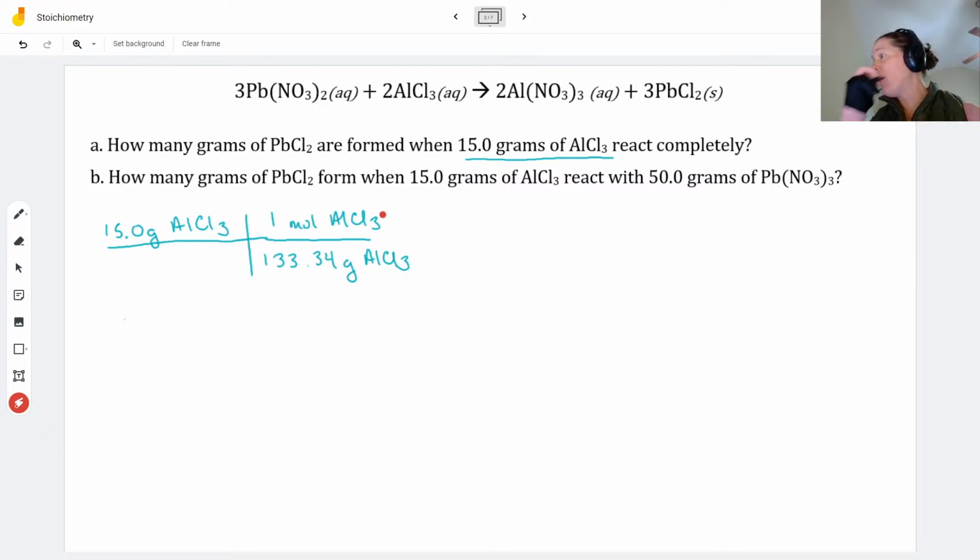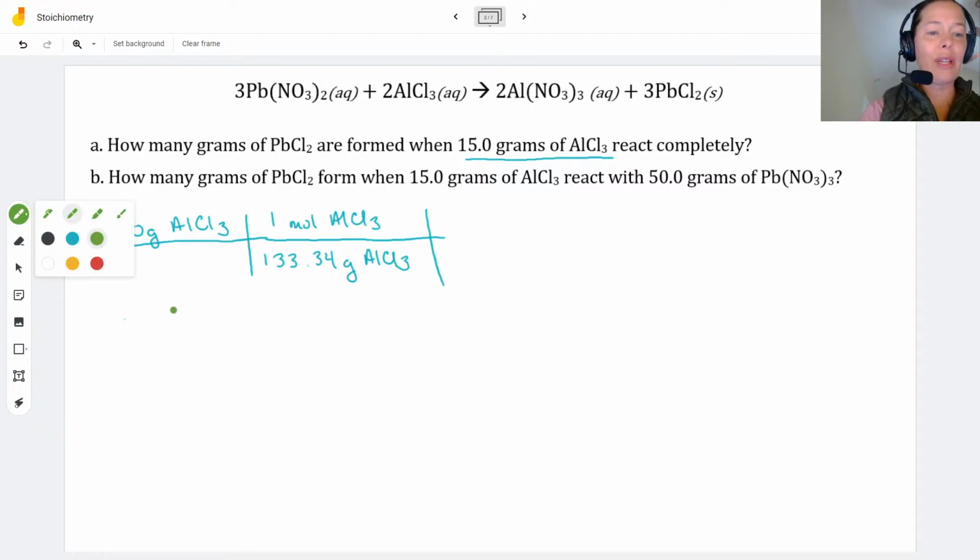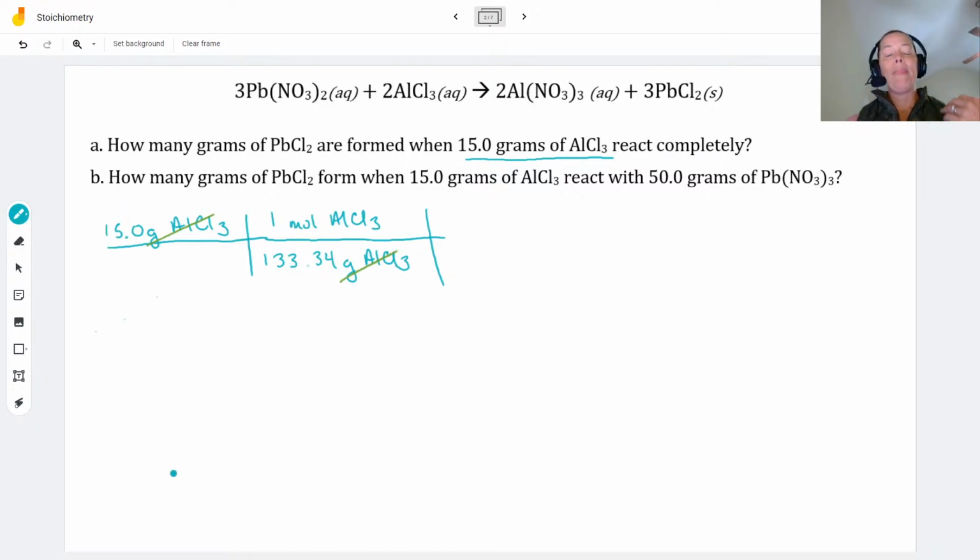Okay, all right. So let's keep going with this problem. So now that we have, and actually I'll show this. My grams of aluminum chloride have canceled. I now have moles of aluminum chloride. Now I'm just going to keep going with my conversion factors. You can stop and actually calculate your moles of aluminum chloride, so you can break this up into multiple steps if you want. You're going to get the same answer. I like to put this all together and make it one long calculation, basically.